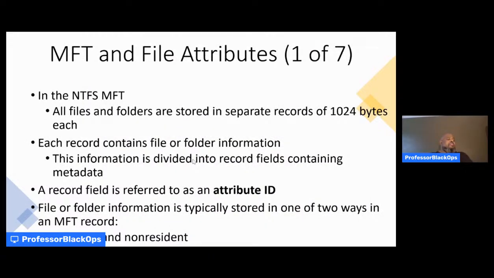In the NTFS MFT, all files and folders are stored in separate records. Each record contains file and folder information. This information is divided into record fields containing metadata. A record field is referred to as an attribute ID. A file's information is essentially stored in one of two ways: resident and non-resident, right?